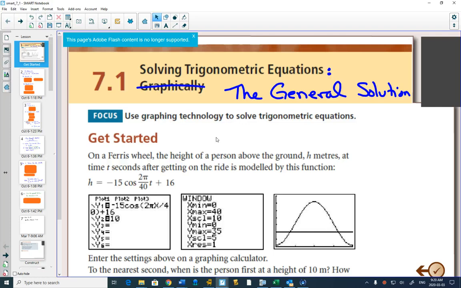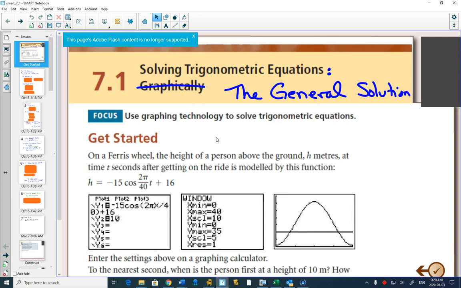And what that means is, you know how we've solved a lot of our equations between 0 and 2 pi? And sometimes you've solved them between negative 2 pi and 2 pi? Well, now we're going to say, what happens if we just said, solve it everywhere? What would our answers look like? So that's the only thing that's new in 7.1, is we're going to solve the same equations we've solved before, but we're not going to restrict the domain from 0 to 2 pi.